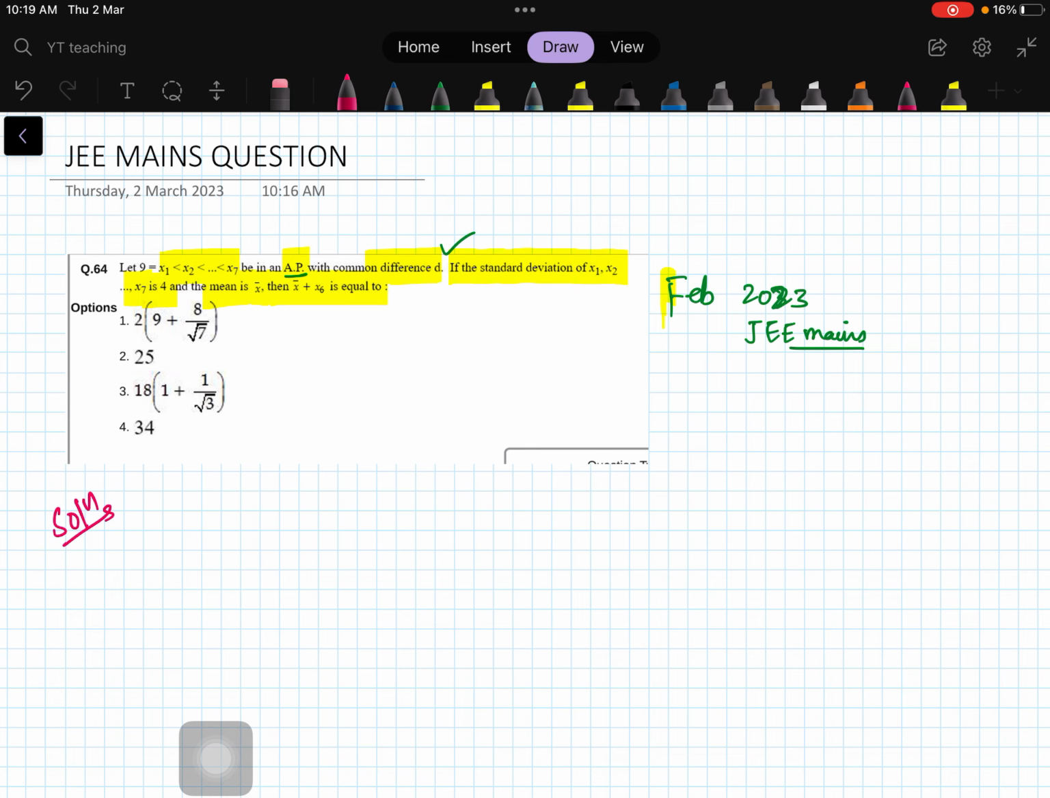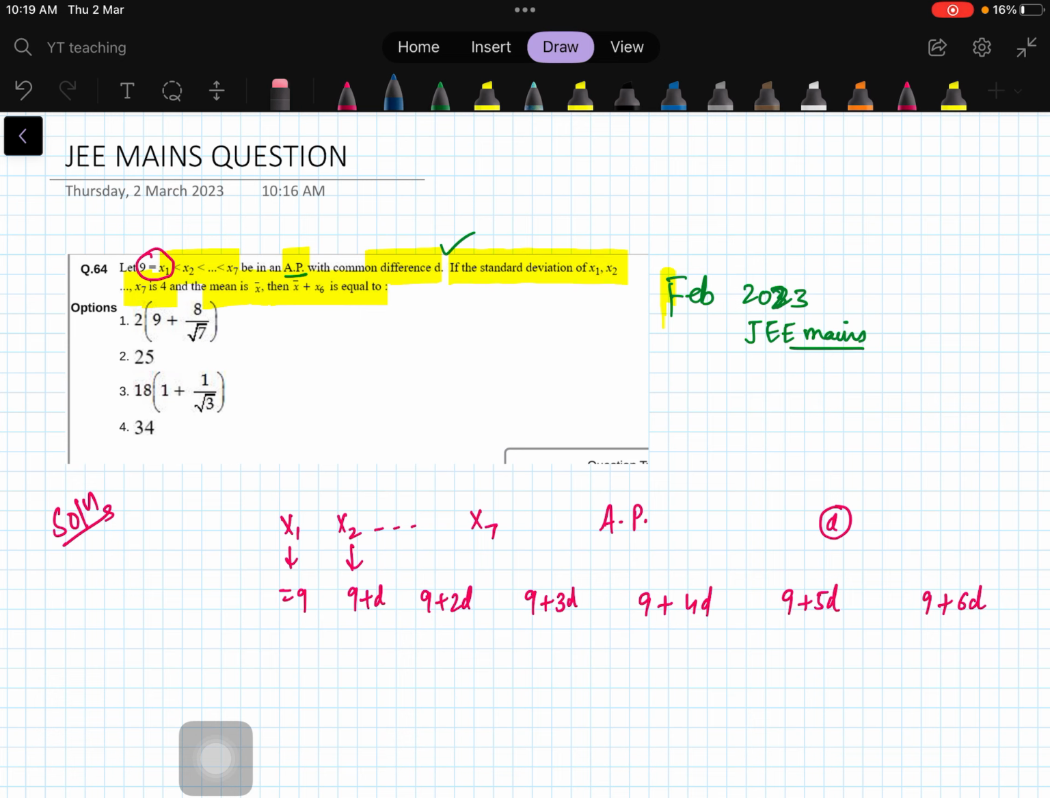So we have here x1, x2, ..., x7. This is your arithmetic progression and the first term is given to me. So this is 9 and d is the common difference. Then I know this will be 9 plus d, then 9 plus 2d, 9 plus 3d, 9 plus 4d, 9 plus 5d, and then 9 plus 6d. So I know that these are my terms x1, x2, x3, x4, x5, x6 and x7.